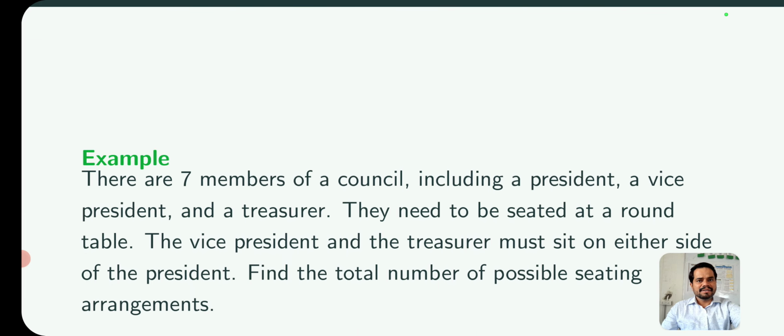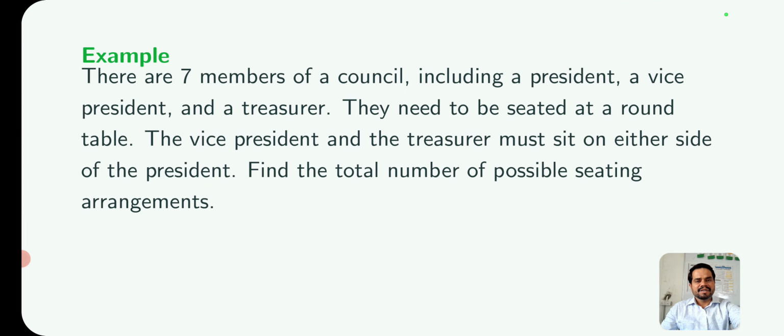Let us see now the second example. There are 7 members of a council, including a president, a vice president and a treasurer. They need to be seated at a round table, and the vice president and the treasurer must sit on each side of the president. Find the total number of possible seating arrangements. If you observe this example, there are 7 members of a council, but there is a fixed position of the vice president and treasurer.